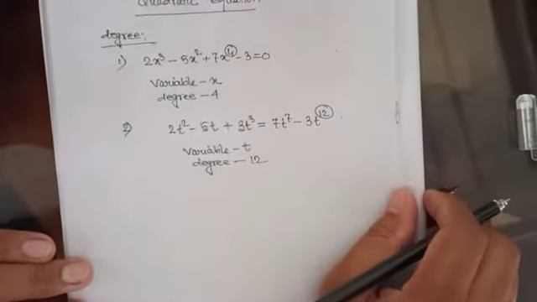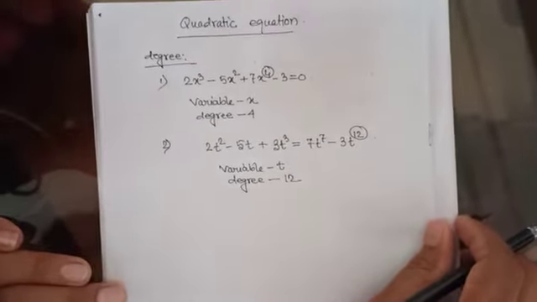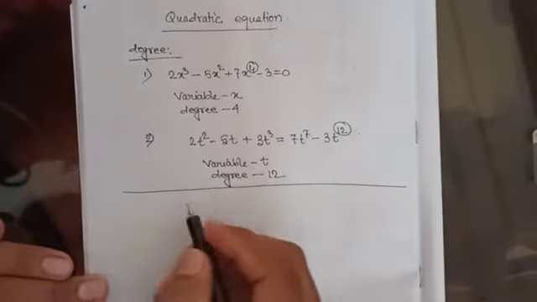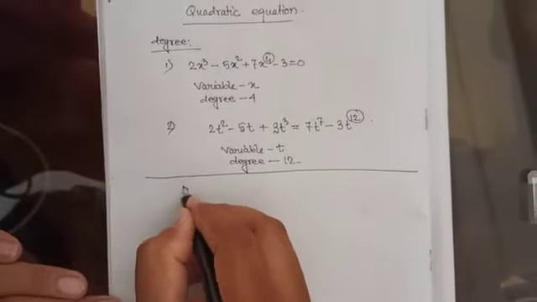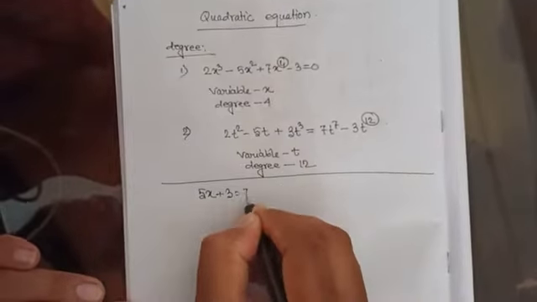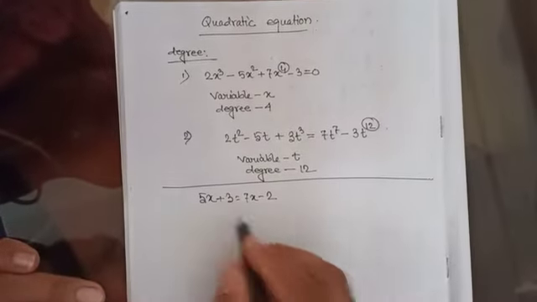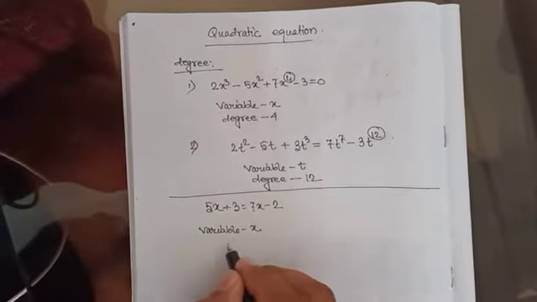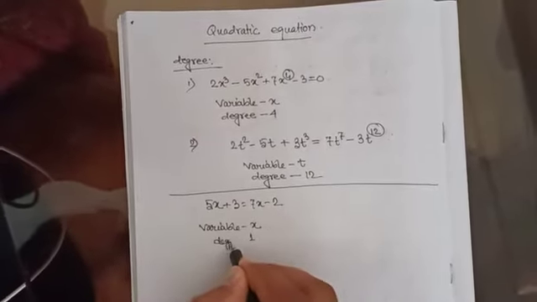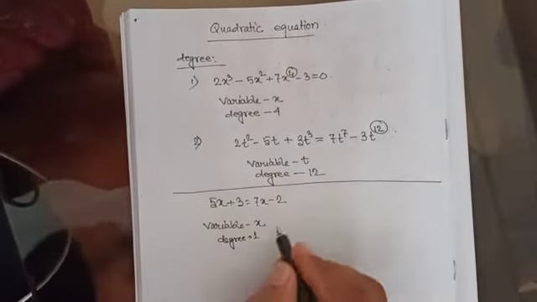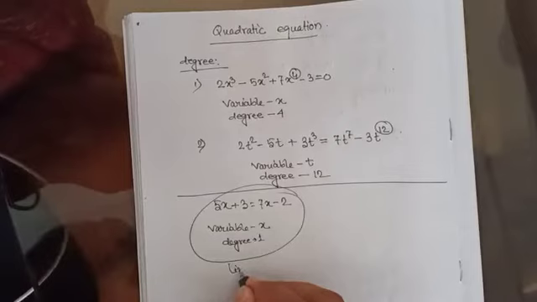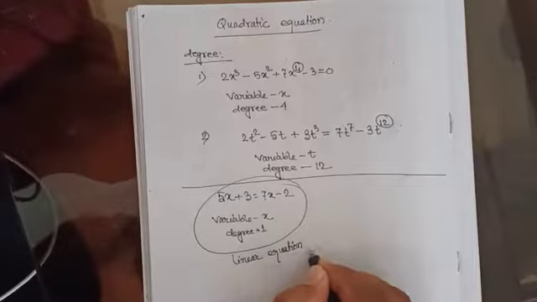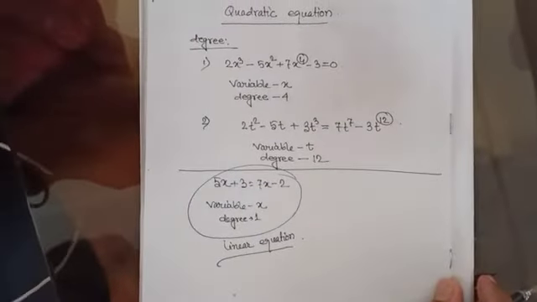I hope you understand how to find the degree of an equation. On the basis of degree, we can give the name of the equation. For example, suppose 5x plus 3 equals 7x minus 2. In this equation the variable is x, the highest power of the variable is 1, so the degree is 1. If an equation has degree 1, we give it the name linear equation. Clear?